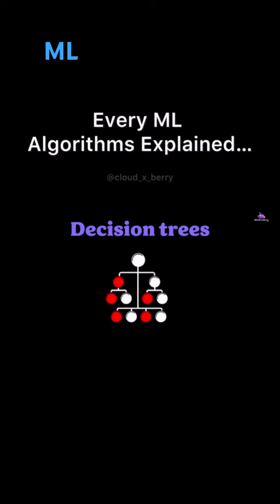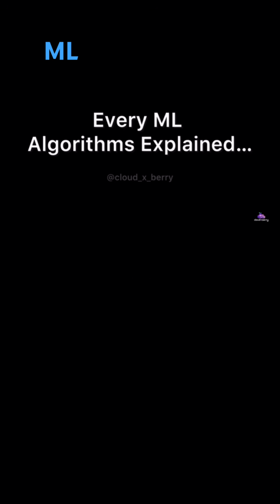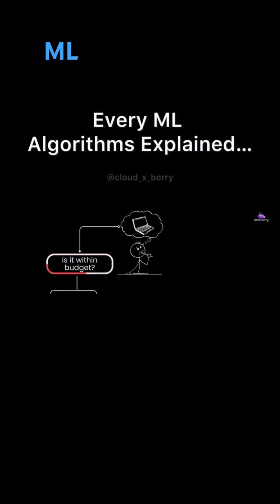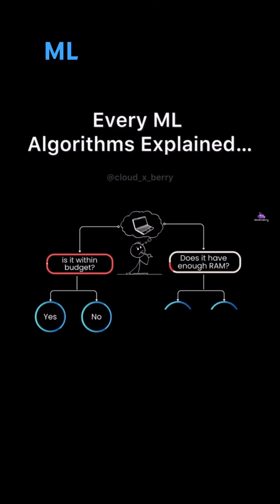Next comes decision trees, one of the most intuitive algorithms because it mimics how humans think. Imagine you're deciding whether to buy a laptop. You might ask questions like, is it within budget? Yes or no. Does it have enough RAM? Yes or no. Based on each answer, you move down a path until you reach a final decision.